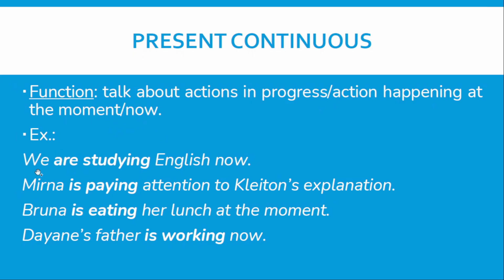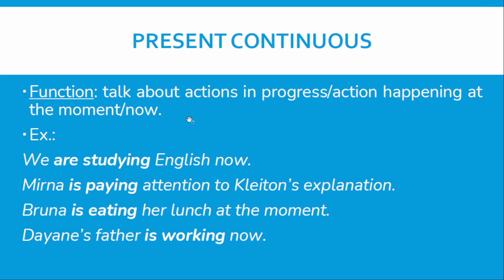The subject, we. What's the conjugation form of the verb be for present continuous here? Are, we are. And we have the main verb in the gerund form, right? With ing. Studying. We are studying English now. This is the time expression reinforcing the present continuous.